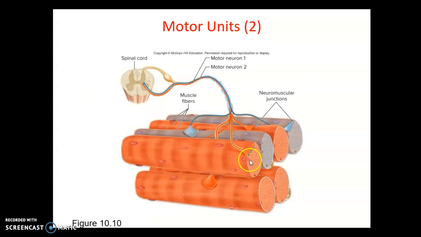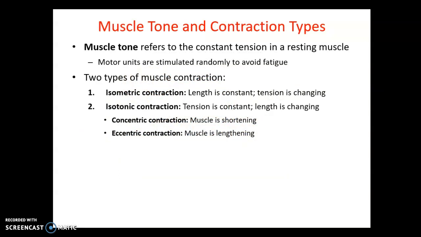Here's the motor unit, right? Here are the fascicles of muscle fibers and the neuromuscular junctions. The red is arterial, so blood is flowing through them, and the blue is venous, blood flowing out of them. Now, muscle tone and contraction types. Muscle tone refers to constant tension in resting muscles. Motor units are stimulated randomly to avoid fatigue.